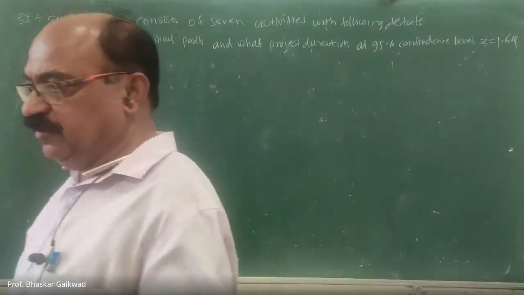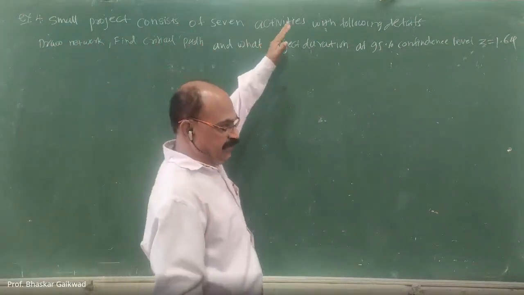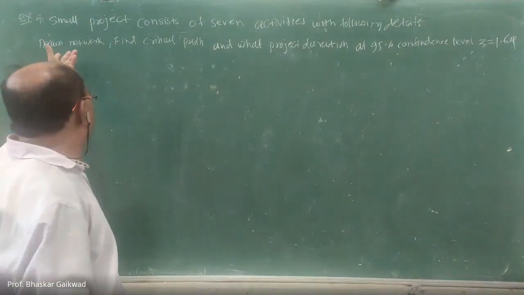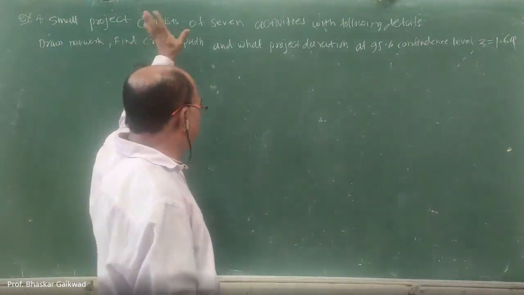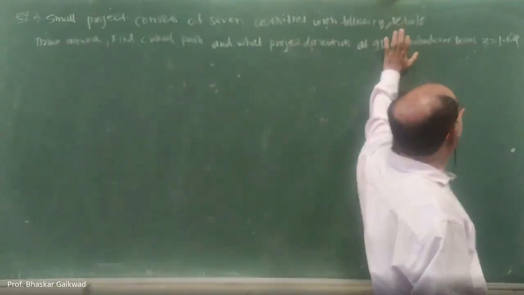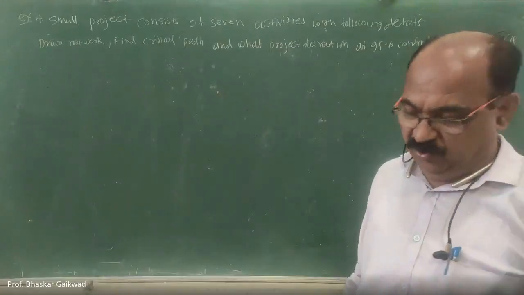So this is the problem from Made Easy. A small project consists of 7 activities. Means 7 activities there in one project. As usual, network diagram, critical path as usual. What is the project duration at 95% confidence level when Z is 1.64?